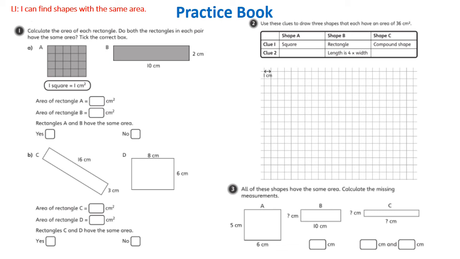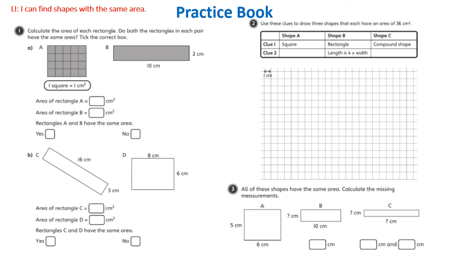Now for shape B, we know it's a rectangle and one of the sides is 4. The length is 4 times the width. Oh, so if the width was 1, the length would be 4. If the width was 2, the length is 8. And shape C is a compound shape. Now, a compound shape is like the ones that weren't a rectangle on the previous question. You know, question shapes A and C, where it was like 2 rectangles stuck together. That's a compound shape.